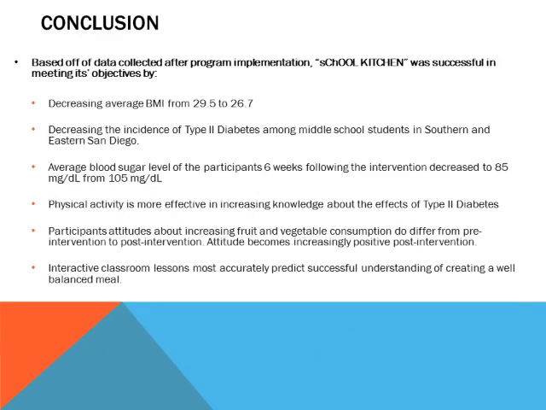Conclusion. Based off of data collected after program implementation, School Kitchen was successful in meeting its objectives by decreasing average BMI from 29.5 to 26.7, decreasing the incidence of type 2 diabetes among middle school students in southern and eastern San Diego. The average blood sugar level of the participants 6 weeks following the intervention decreased to 85 mg from 105 mg.